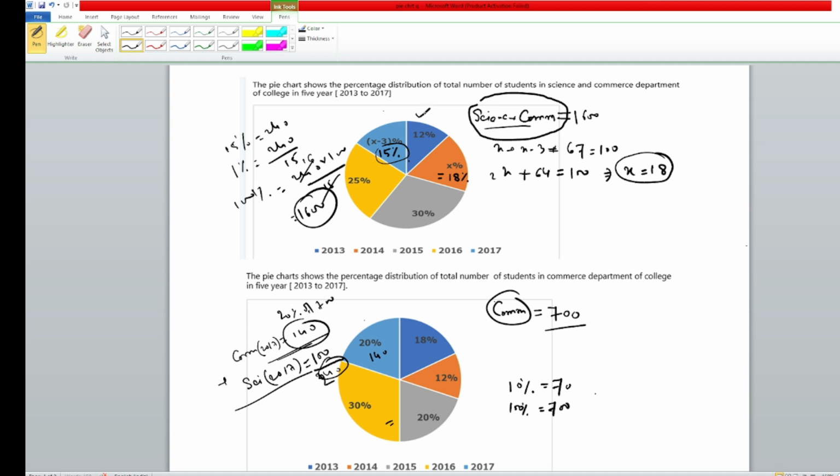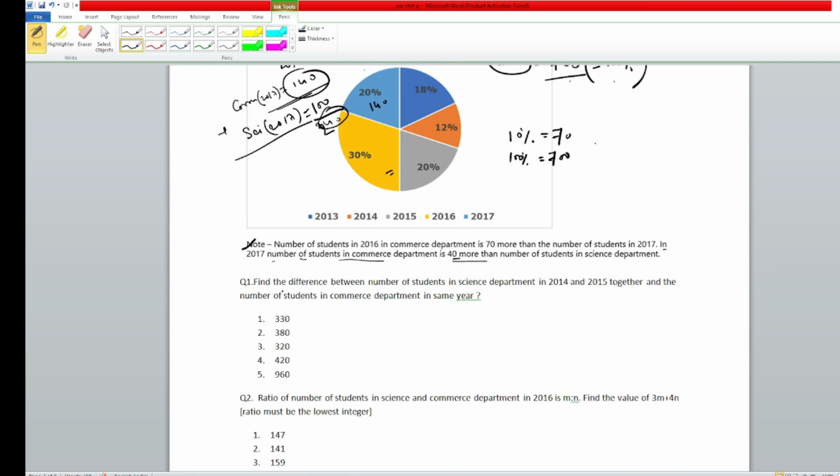So for this pie chart, 100% is equal to 1600, and for pie chart number 2, 700 is equal to 100%. Please remember this. This 100% represents 1600, that is science and commerce students. This 100% represents 700, that is only commerce students in those years. So we have all the information required. Let's jump into the first question.